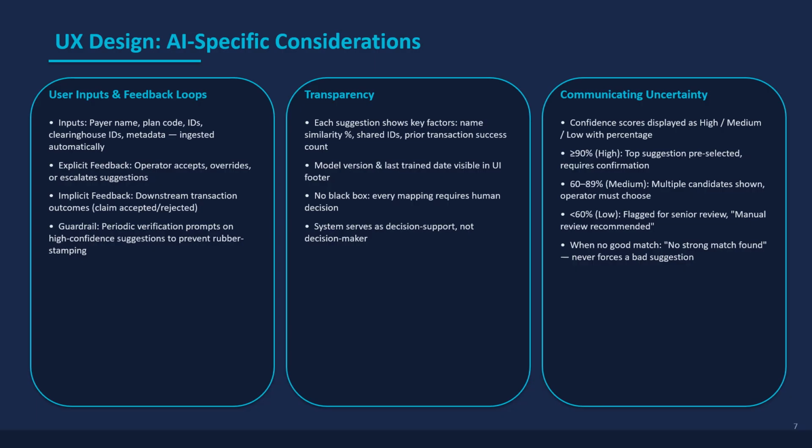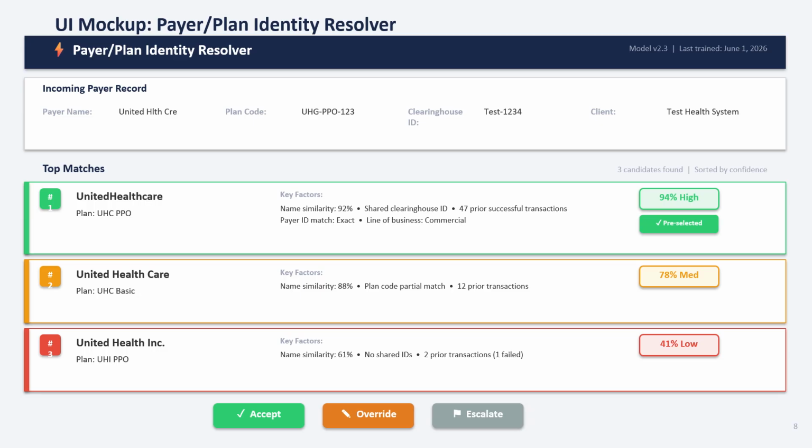Transparency, by showcasing evidence and prior transaction success count for the suggested values and by displaying machine learning model information. Communicating uncertainty by displaying the confidence scores and by not forcing a suggestion when no sufficient match is found. Here is the prototype. As you can see, it shows the suggestions, confidence scores, and promotes user inputs and feedback.